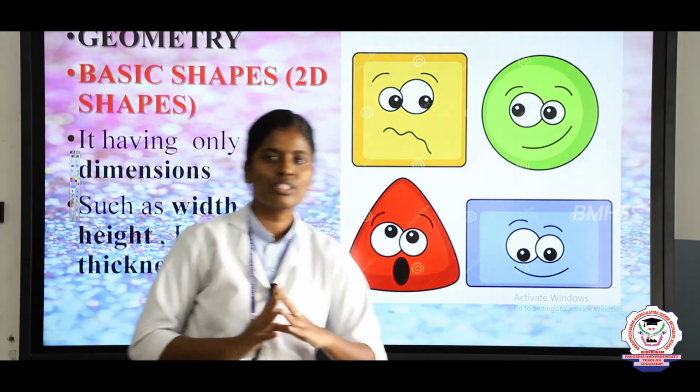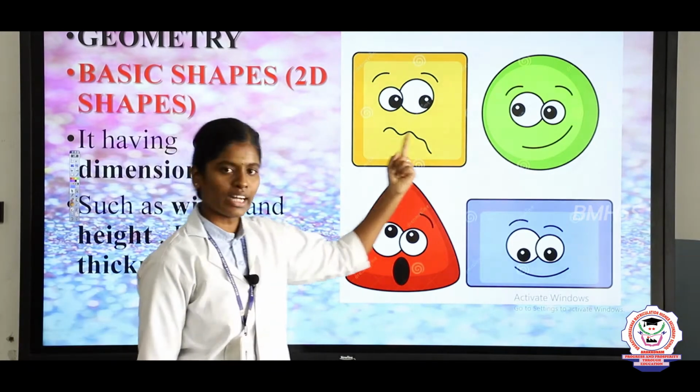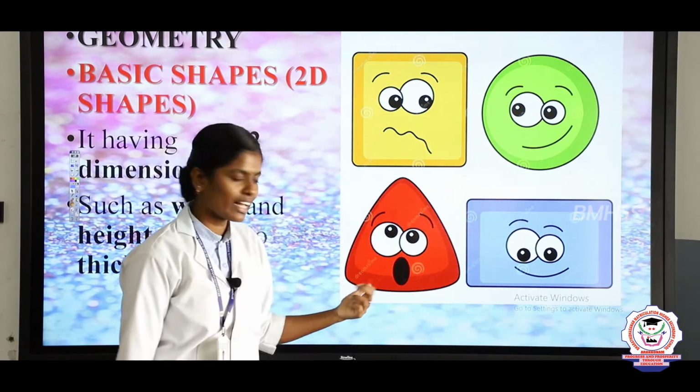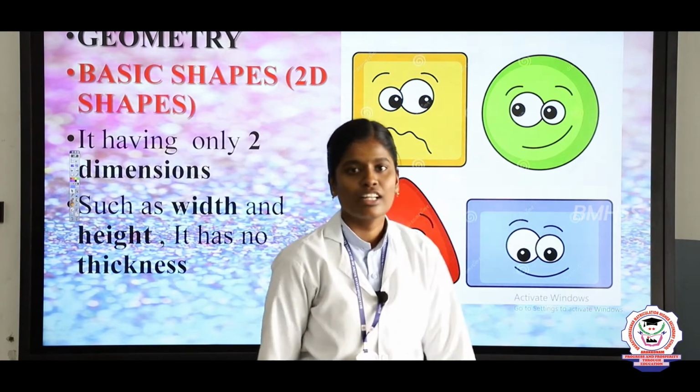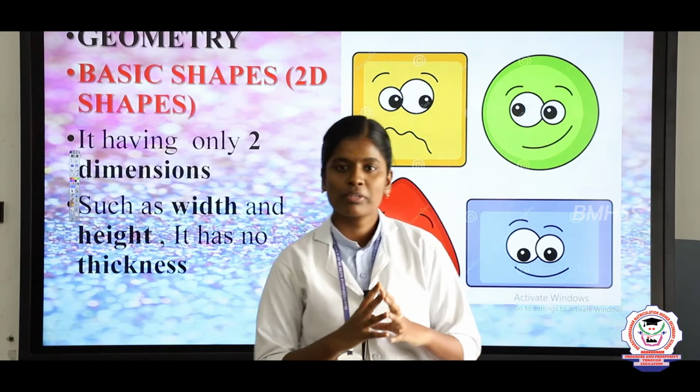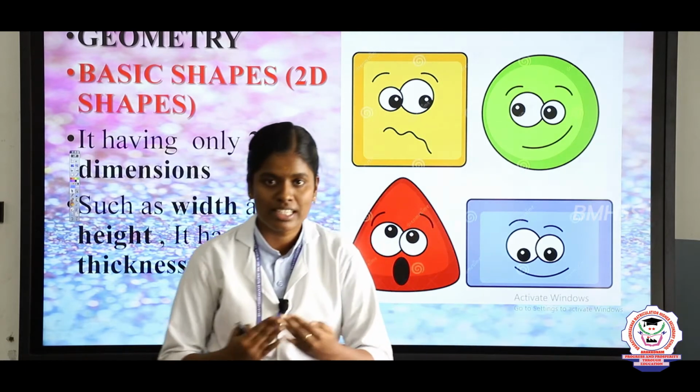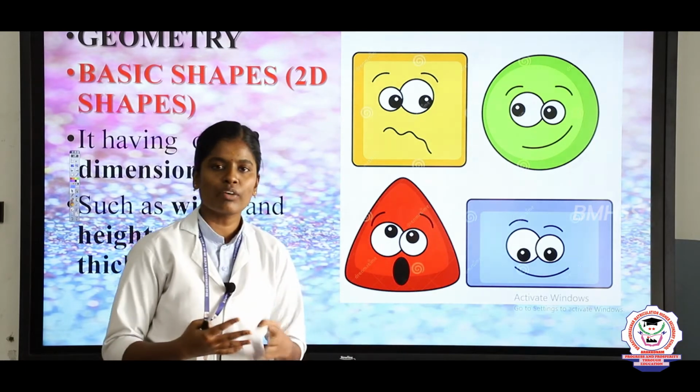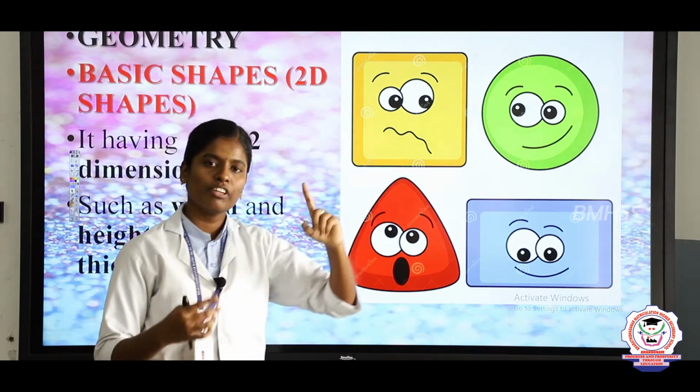Today we are going to see the properties of square, circle, triangle and finally rectangle. So today we are going to see two dimensional figures, that are also called basic shapes. Today we are going to see the four basic shapes. The first one is square.